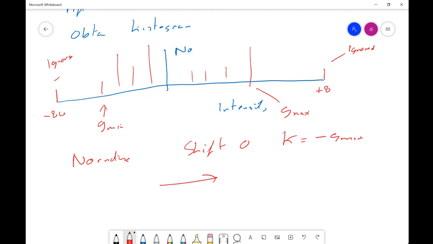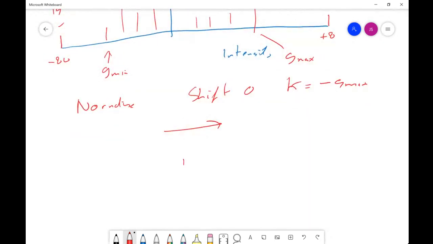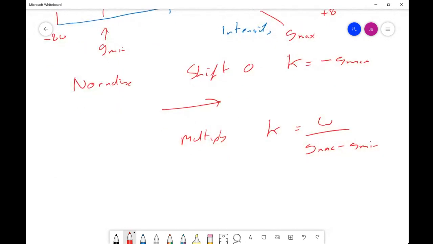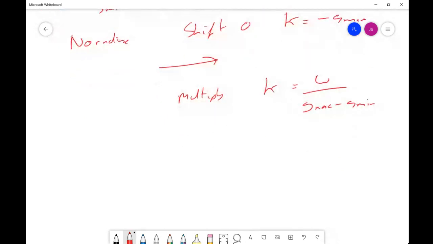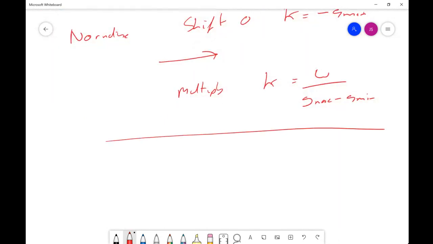Then having done that, the multiplication factor constant will be W over G max minus G min, exactly the same as we did for image normalization. Having done that, you get the pixel update table and you get the filtered image.